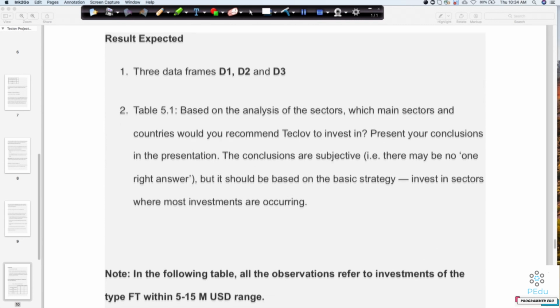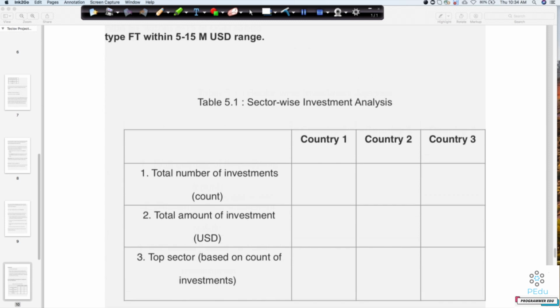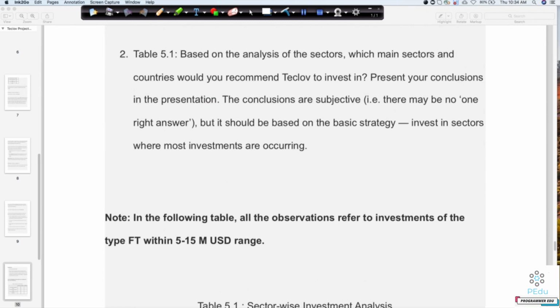Now, what are the expected results in this case? 3 data frames, which are going to be D1, D2, D3, and based on your analysis, there is a table 5.1 which I have created, which you need to fill up in this case. Based on your analysis of sectors, which main sectors or countries would you recommend the company to invest in? Present your conclusions in a presentation.